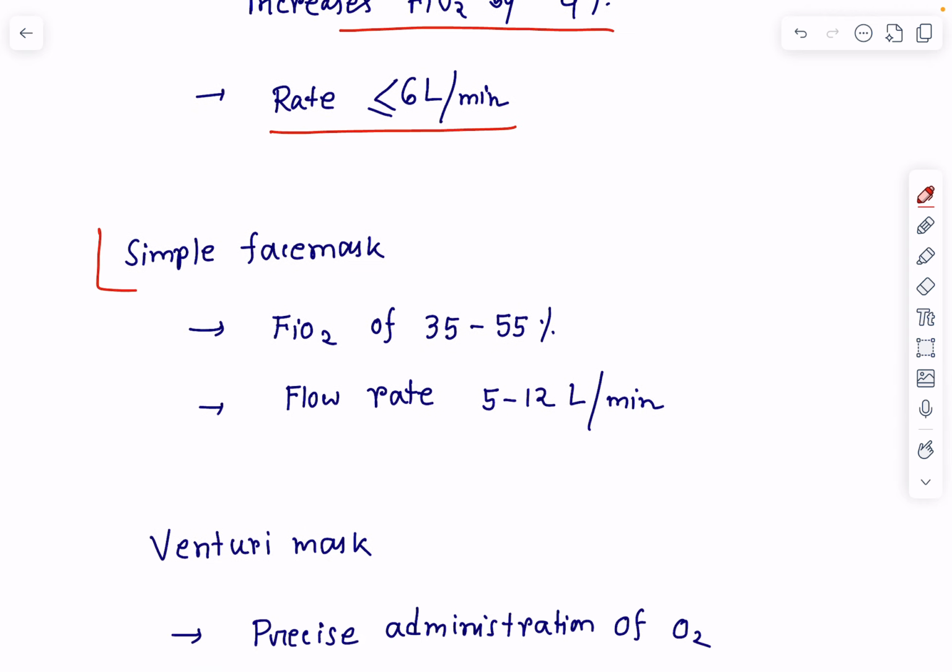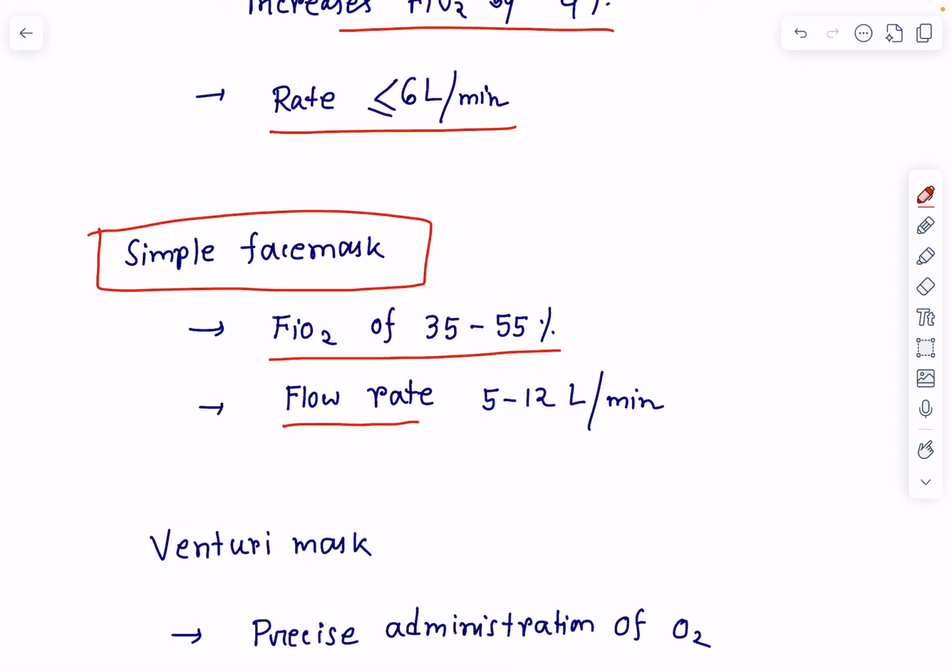Next is simple face mask. In the simple face mask, they deliver FiO2 of 35 to 55%, and the flow rate we can usually deliver is 5 to 12 liters per minute. This we need to remember.